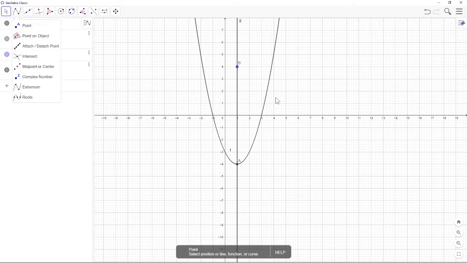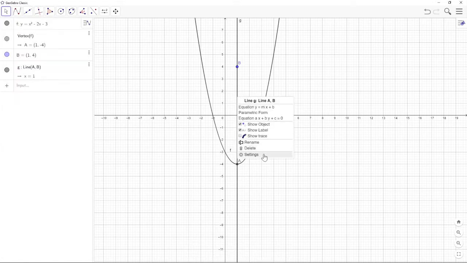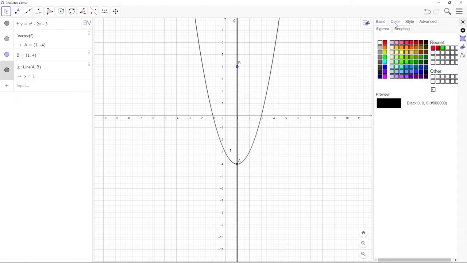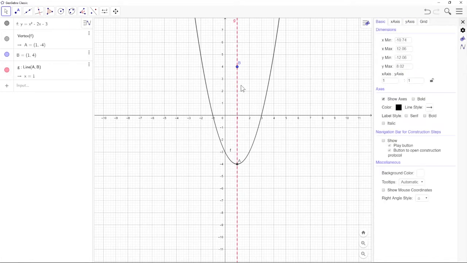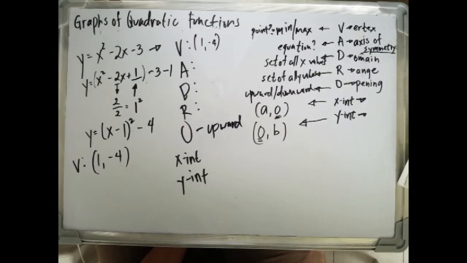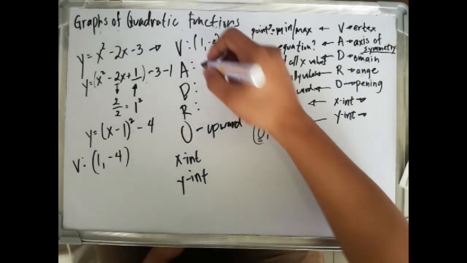To make it clearer and emphasized, we make it red, then we make it dashed lines. There we go. So the question is the equation of this dashed line. As you can see, the graph also tells us the equation of that line, line AB. So the equation is x equals 1. So let's write that the axis of symmetry is x equals 1.